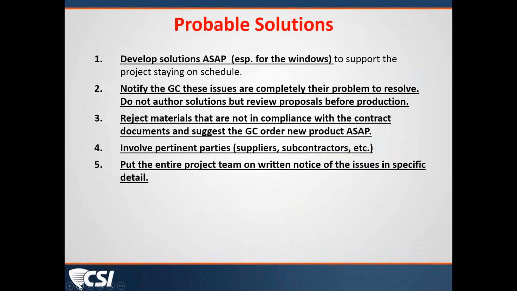Well, so if we look here, in this scenario, work was immediately underway to develop solutions for the windows, to help find a way to keep the project on schedule. There were a lot of windows stored on site. How can we mitigate the impact to cost and schedule? And of course, there were some pieces of this, not all, that were completely the general contractor's issue, and it was left to them to make proposals of how to correct those issues. The architect did not author those solutions, but absolutely reviewed them before they were implemented to be sure that they were moving in the right direction.